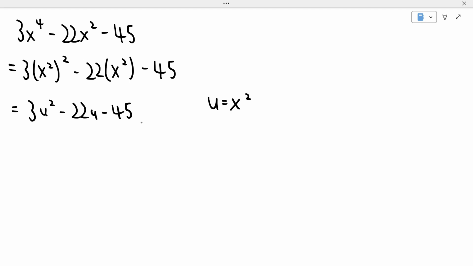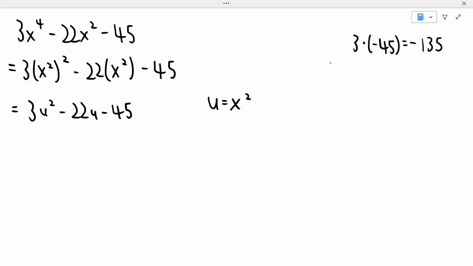So now this expression is just a quadratic trinomial in terms of u. To factor this trinomial, the first thing we need to do is to multiply the coefficients of the first and last terms in the expression, which are 3 and negative 45. 3 times negative 45 is equal to negative 135. And now what we need to do is to find two numbers that multiply to negative 135 and add to the coefficient of the middle term, negative 22.